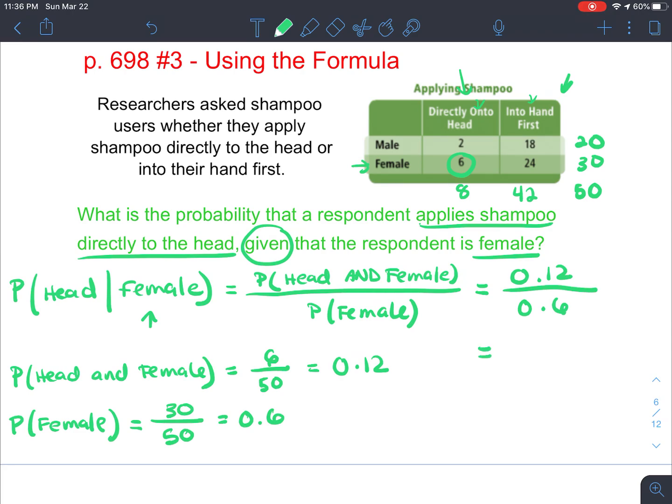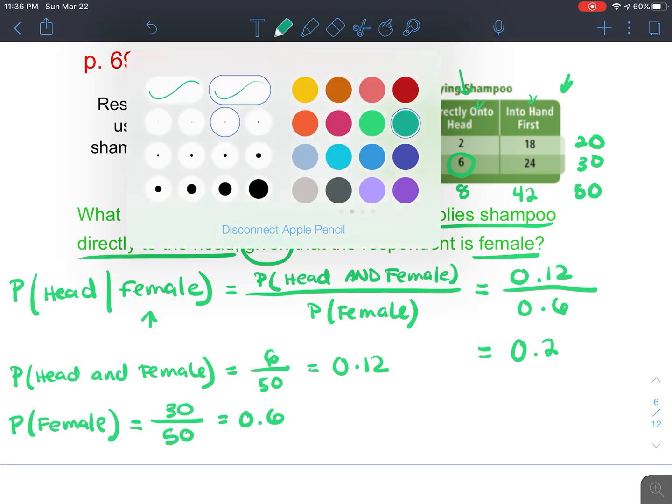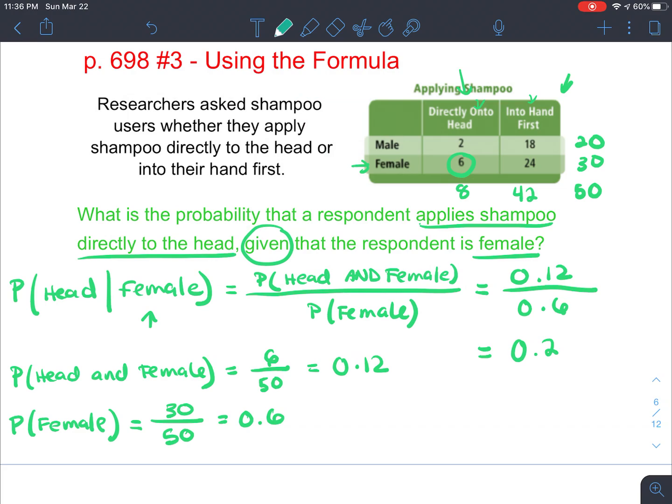So if I type that into my calculator, 0.12 over 0.6, I get 0.2 as my probability that we apply to the head given that we are female. Now, that seems like a lot of work because we probably could have just looked at the table and figured out the probability: the number of females that apply directly to the head over the total number of females altogether. Both will give me that 0.2, but I really wanted to demonstrate the use of this formula because we may not always have a two-way frequency table. So that's what my next example is.